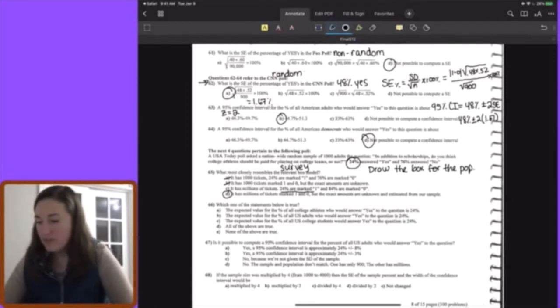And then which of the following statements is true? So the expected value for the percent of, are we looking at college athletes, US adults, or US college students in this case? We're looking at US adults, right? This should be B.